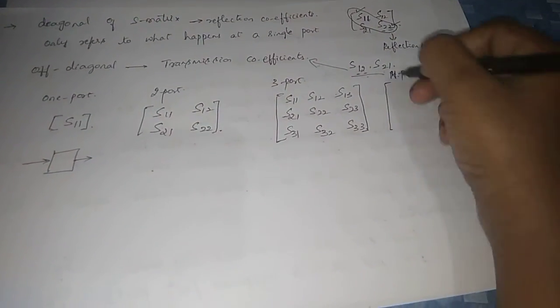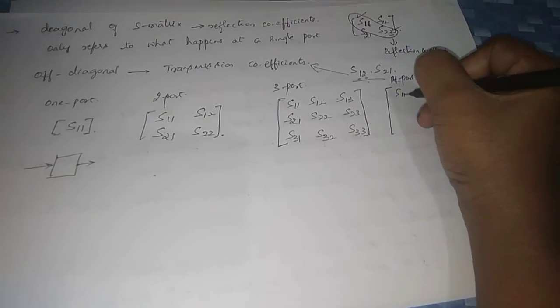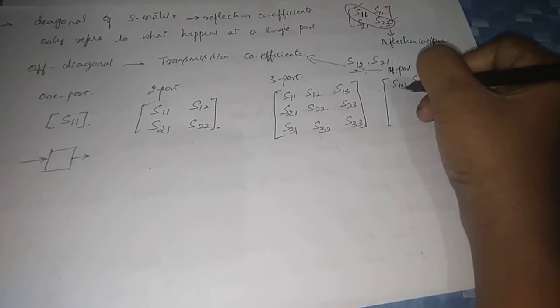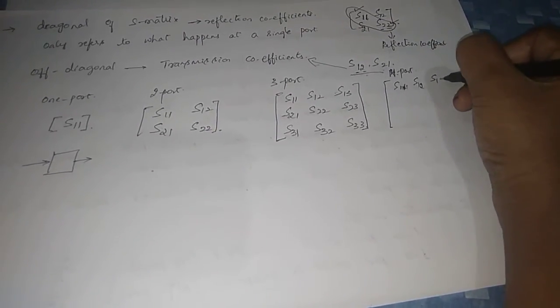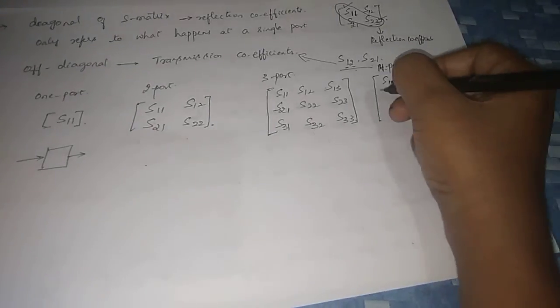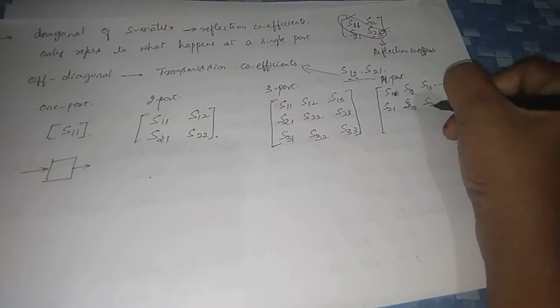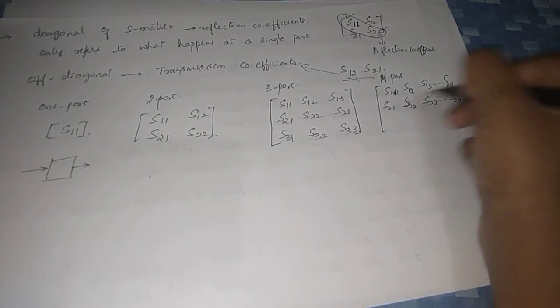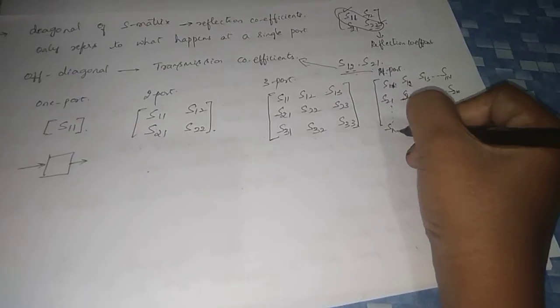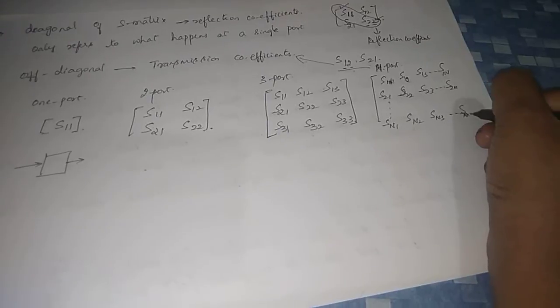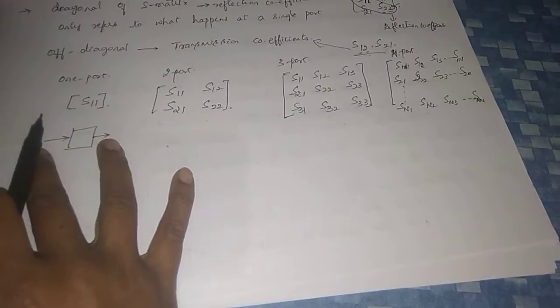Yesterday I have shown you. Correct? S11, S12, S13, it goes on up to S1n. Again you come back here, S21, S22, S23, it goes up to S2n. It can extend up to SN1, SN2, SN3, and so on up to SNN. This is for n port. Like this, you can write for any number of ports. The S matrix can be written for any number of ports.